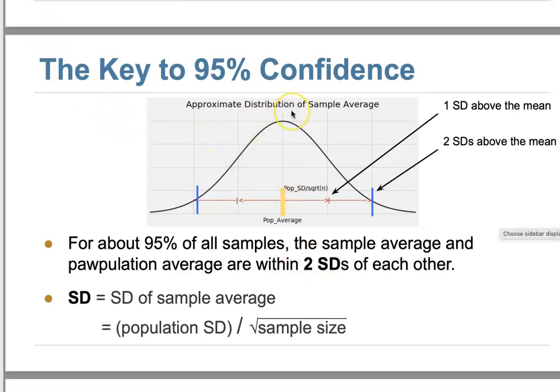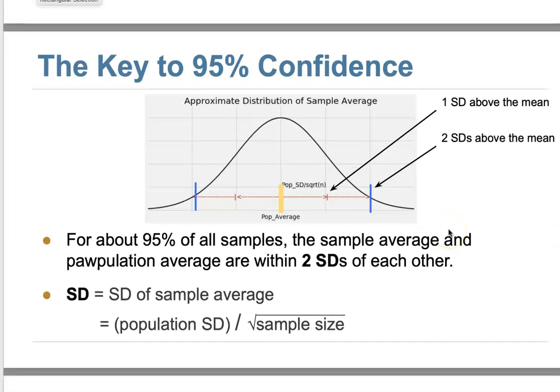The key to the 95% confidence interval is that after we get our distribution of the sample mean, we know the center will be close to the population average. Then, according to the standard deviation, we can construct 2 standard deviations to the right and the left, and this will cover 95% of the whole sample. The standard deviation of the sample average equals the population standard deviation divided by the square root of the sample size.